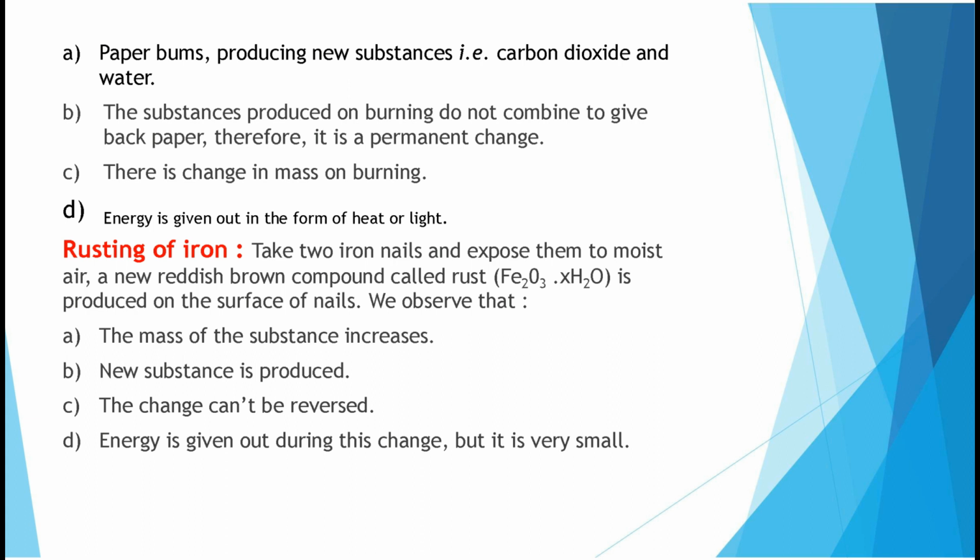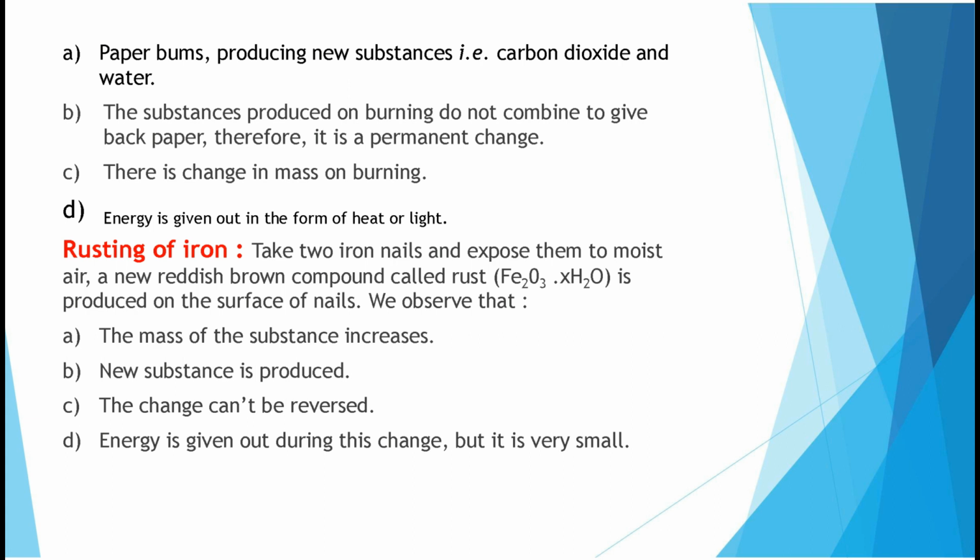There is a change in mass on burning. When we burn the paper, the mass will also change. An energy is given out in the form of heat and light. When we burn the paper, there is heat and light. So this is energy, so energy loss is also there. So this is a chemical change.